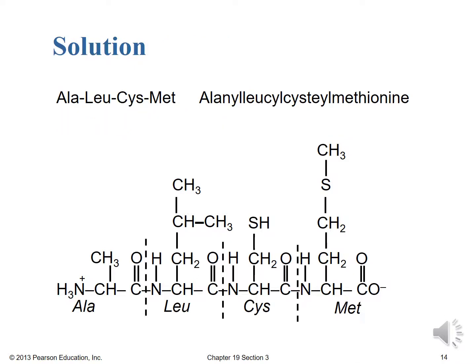Okay, hopefully you were able to arrive at ALA-LEU-CYS-MET, or alanyl leucyl cysteinyl methionine, or something like that, right? I think I pronounced that correctly. But there we have it. So alanine, right, the R group is the methyl group. So we've used that example quite a bit. Hopefully that was an easy one.